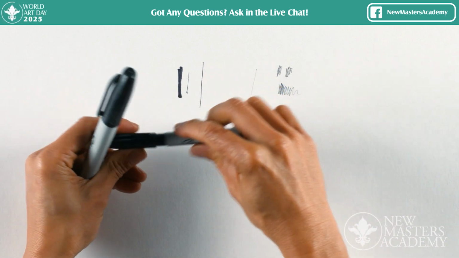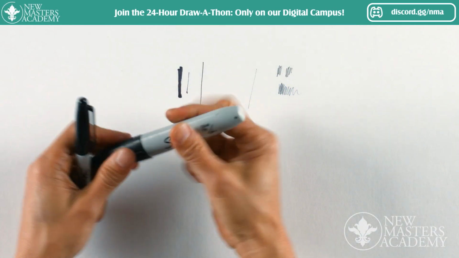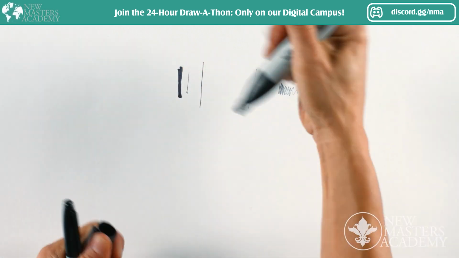This is a Sharpie that has two sides. These are fairly common now. And you can also get them in this big boy size with a big fat wedge.